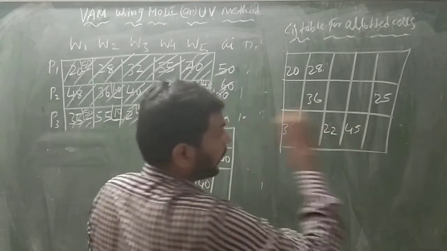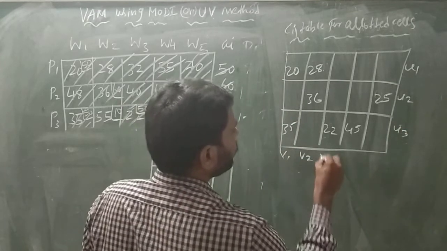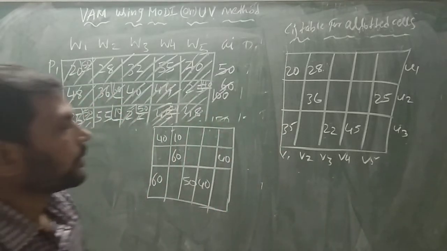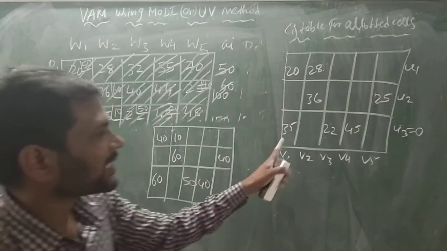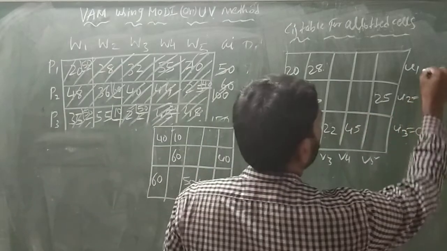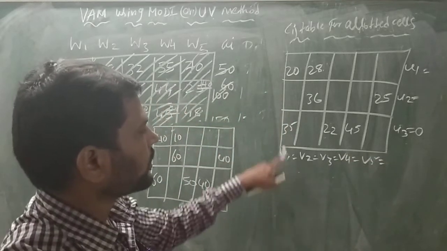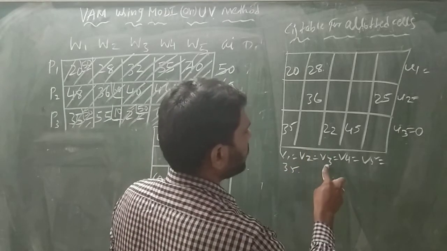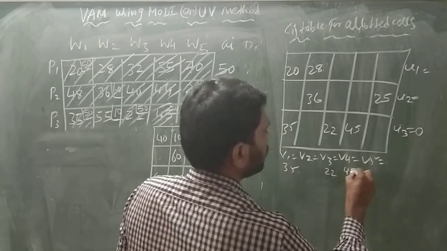So again we have to find U1, U2, U3, V1, V2, V3, V4, V5. I put U3 equal to 0 because the maximum allotted is in the third row. So next I find out all the values. V1 is 35 minus 0, 35. V2 no value. V3 is 22 minus 0, 22. And V4 is 45 minus 0, 45.